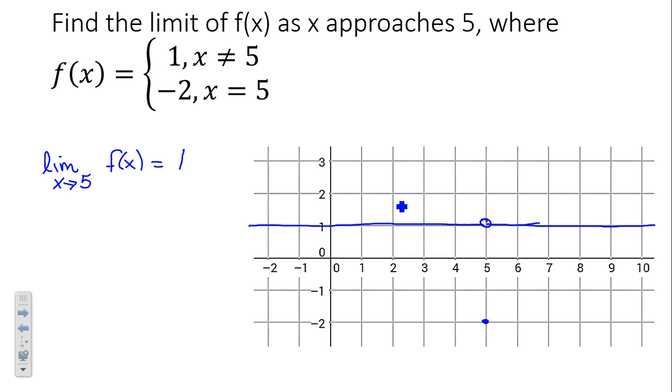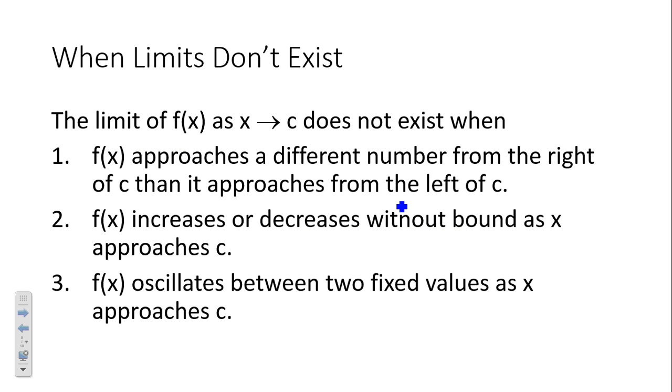From the left it's 1, from the right it's 1, so we call it 1. For this particular function itself, at x equals 5, its value is negative 2, but the limit is 1. Make sense? Okay. All right, so when do limits not exist?